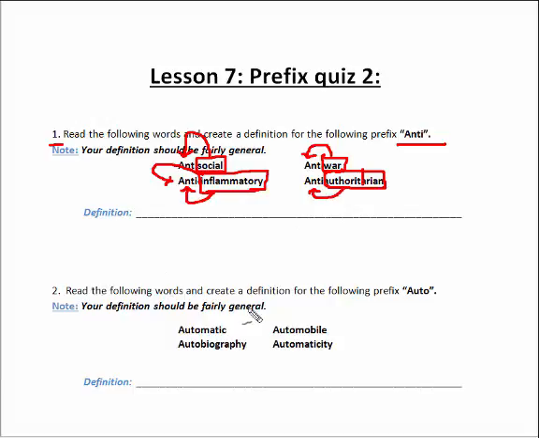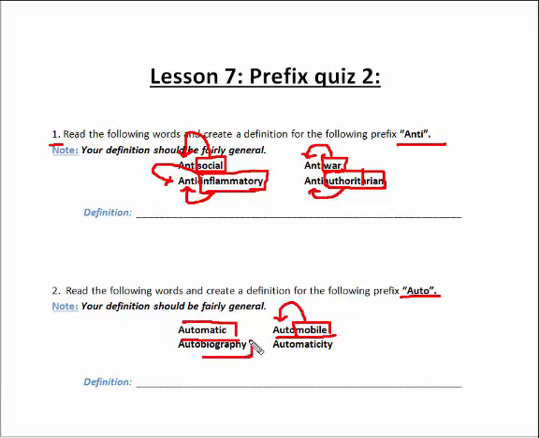Number 2, read the following, create a definition for the word auto. Well, pretty straightforward here. Right away, when I say auto, you think car. Automobile. A mobile is a vehicle, and when you put auto on the front of it, it's a vehicle that operates and goes by itself. You get in, turn the key, and it drives. Automatic. It goes by itself.